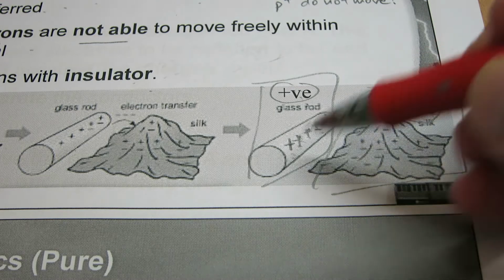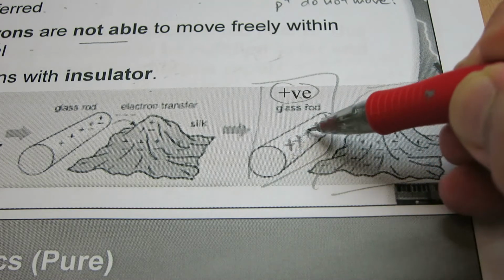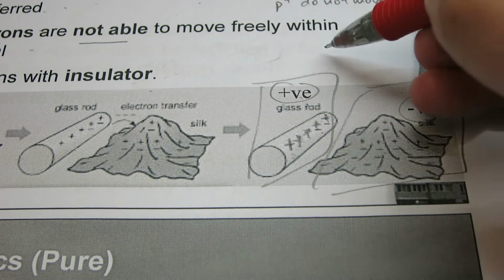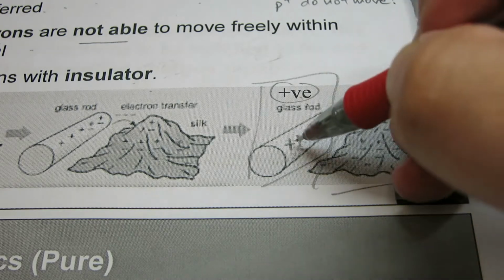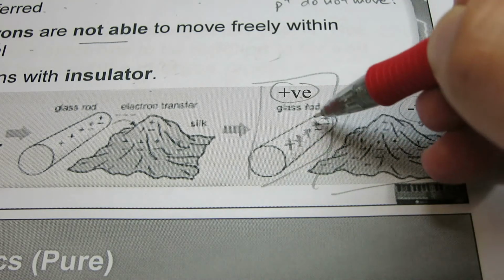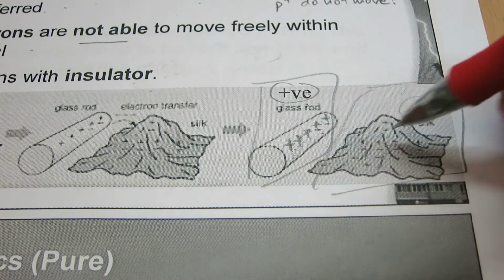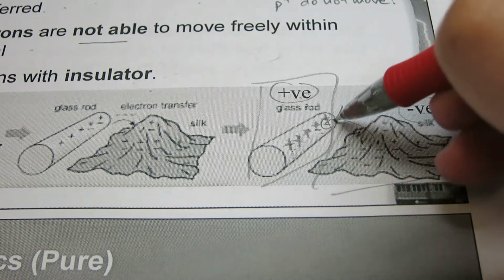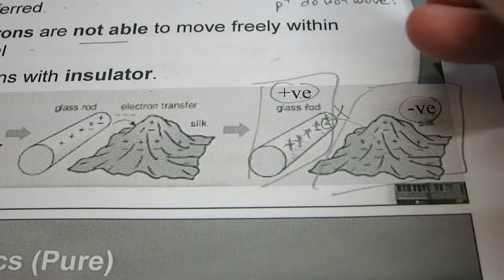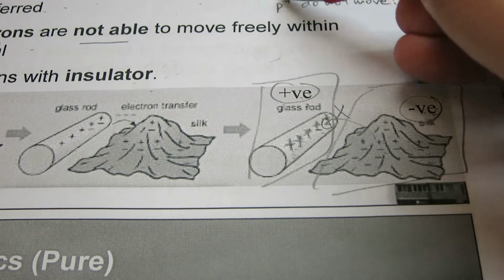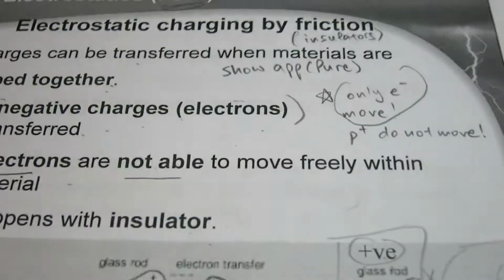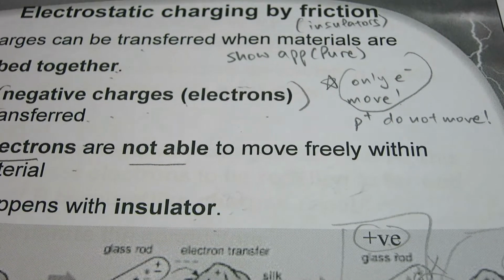Remember that the protons do not move, they are fixed. They are in the nucleus itself. They make up the core of the atom, so they do not really move. So you cannot say that this fella is positive because it has gained protons from the silk. You cannot say that because only electrons are the ones that move. So take note of this. Only electrons are the ones that move.